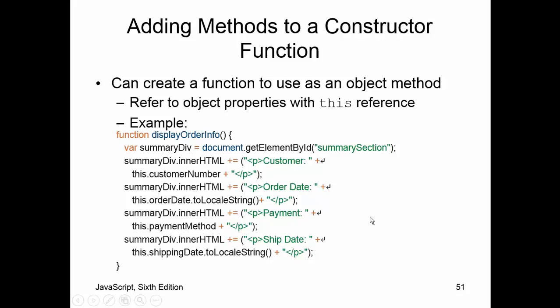All right. So you can come in here, as it says, and create a function to use as an object method. In other words, you can create your own methods, which makes sense because if you're creating your own objects, you'd want those objects to have their own methods. And again, we'll go through examples of this in the classroom.